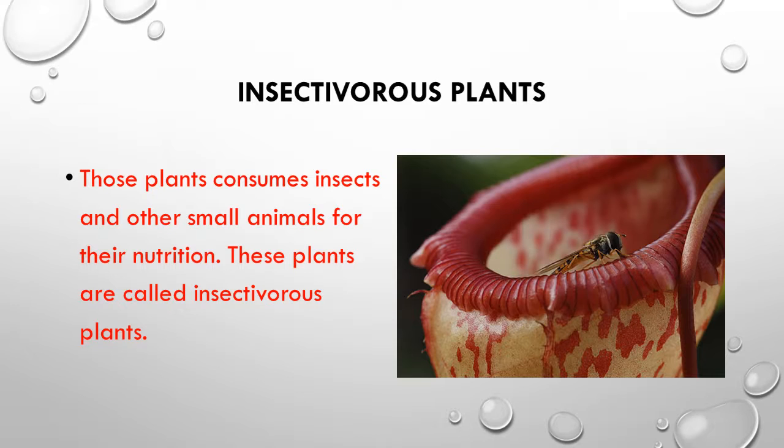Insectivorous plants. Here is the picture of a plant. This is a very small picture, but with the picture also you can understand which type of plant it is. This is what we call a pitcher plant. These plants consume insects and other small animals for their nutrition. These plants are called insectivorous plants. So they take nutrition from insects or small animals.